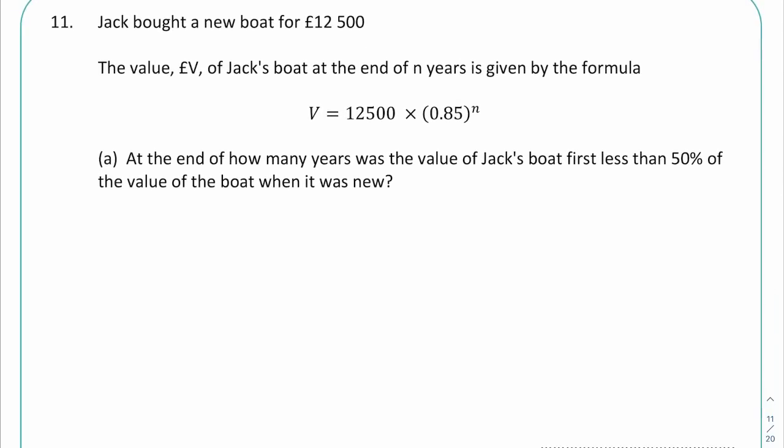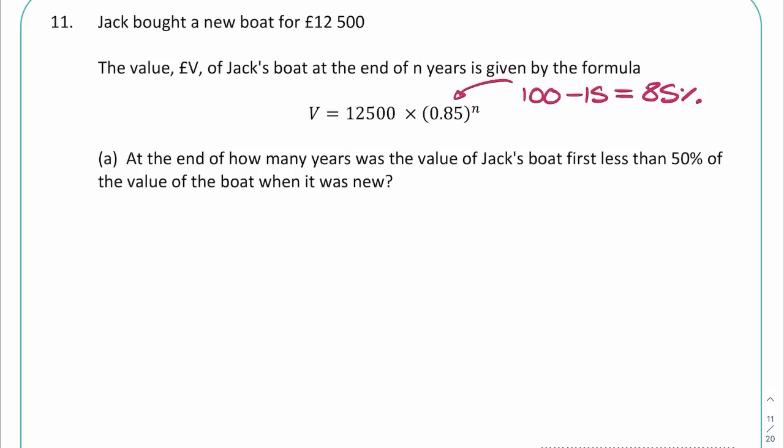So Jack bought a new boat for £12,500. The value V of Jack's boat at the end of n years is given by this formula. We have 12,500 times 0.85 to the power of n. Now straight away, that is a depreciation multiplier. That 0.85 means it's only 85% of its value each year, so 100 minus 15 gives you the 85%, so it's going down by 15% every year.